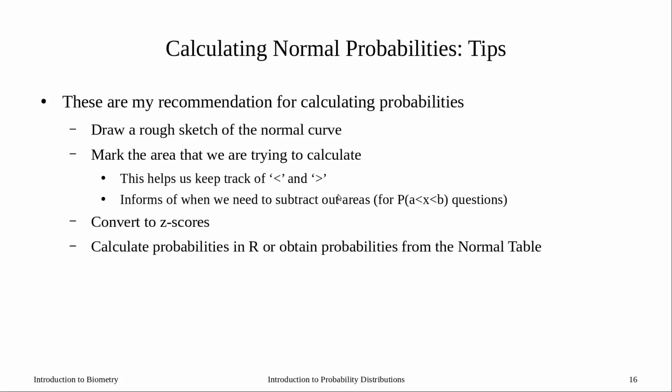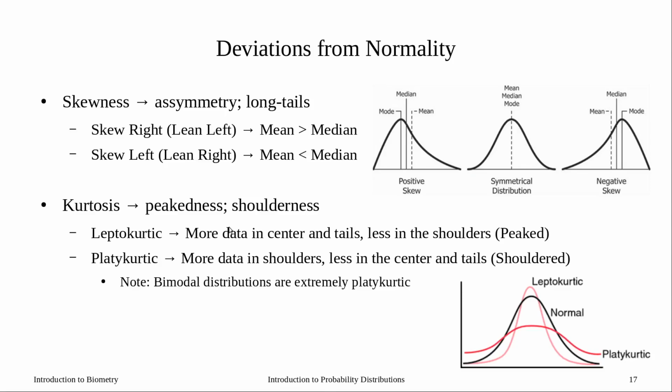Once you know what areas you're going to calculate, then go ahead and convert your values to a z-score. And then once you have a z-score, then utilize your probability table to find the actual probability. If we're in R, we don't have to do the z-scores. You know what areas we're going to calculate, just use the pnorm function to calculate those probabilities.